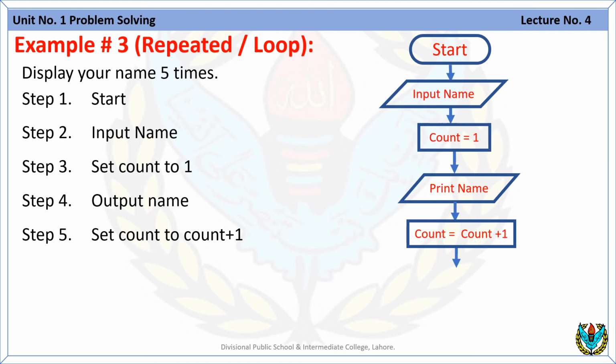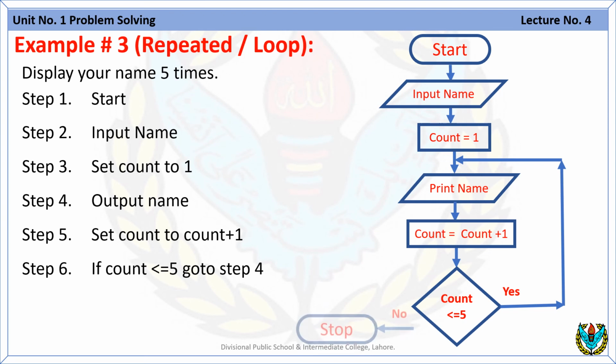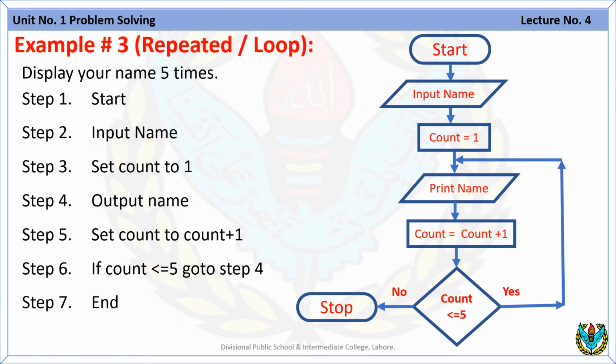At sixth step, we will make decision after checking the value of variable count. If it is less than or equal to 5, then we will go back to step 4 and we will repeat step 4 and 5 till we reach at 6th step. And then we again check if condition is false, means the value is greater than 5, then loop will break and algorithm will be ended.